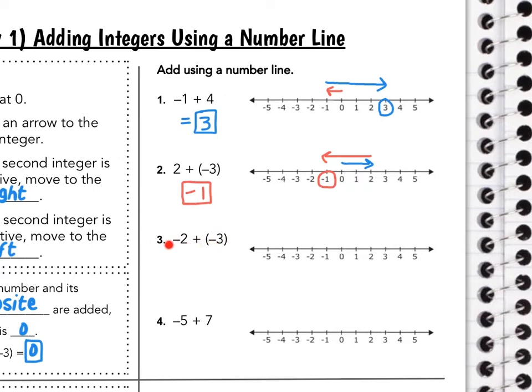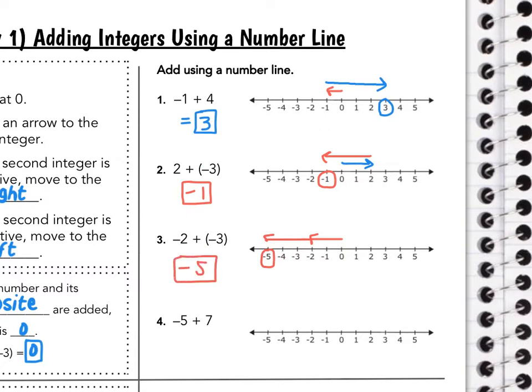Okay, so let's go back to doing the problem. So we start at 0 and we're going to go to negative 2. Since I'm going to the left, negative 2, I'm going to use red. So 2 to the left. And now it says here to add a negative 3. So from negative 2, I'm going to move 3 spaces to the left because it's negative. 1, 2, 3. And then we circle that. So my answer is negative 5.